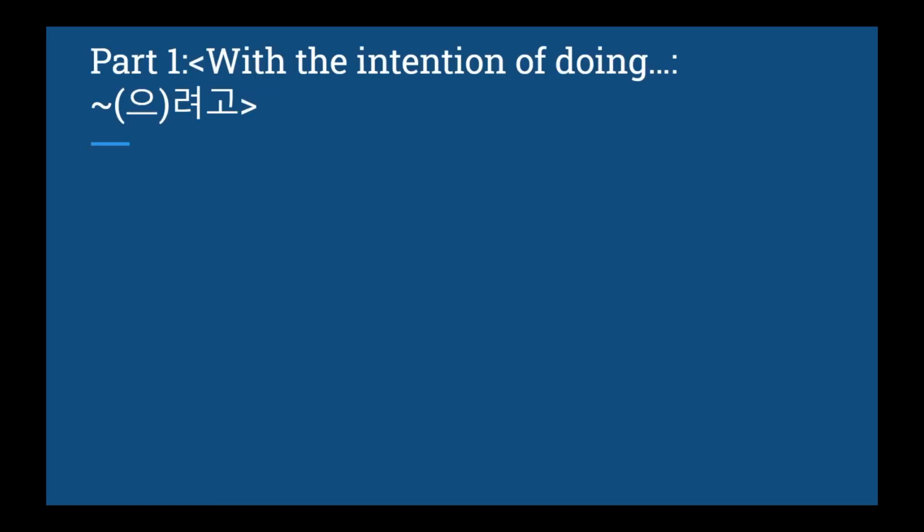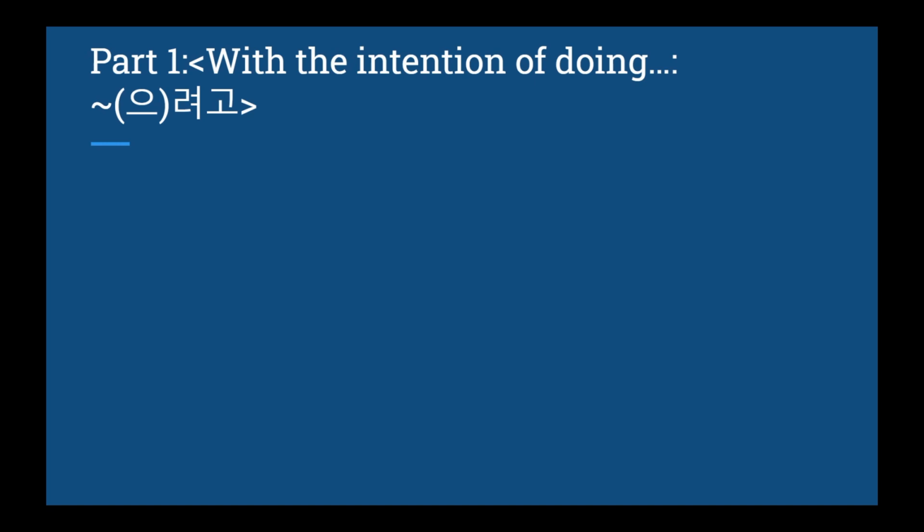This lesson is divided into 5 parts, but the parts are pretty short. So let's start with part 1. 으려고, with the intention of doing. 으려고 indicates your intention. It's a bit hard to explain honestly, but the meaning should be clear with some examples. So first you take a verb stem, then you add either 으려고 if there's a 받침 or just 려고 if there isn't a 받침. So for example, 하다 would become 하려고.